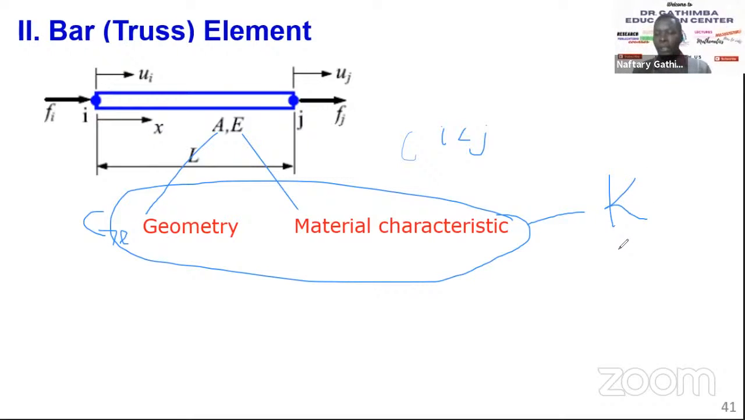Remember, for the spring, the stiffness K was given by just the stiffness of the material itself, because we were not concerned about the stress analysis, so we did not look at the cross-sectional area of the bar. Okay.